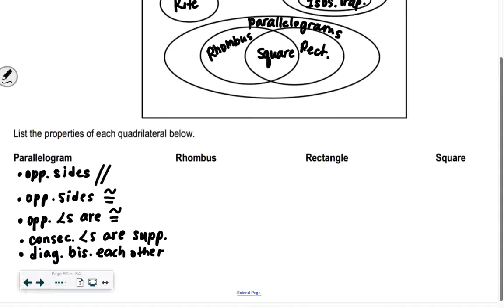All right, rhombus. Colin, you getting organized back there? Oh, thank you. Do you know where your notes are?